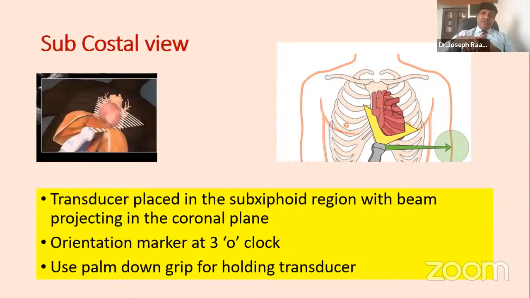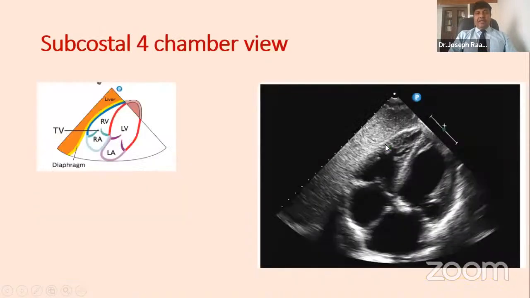So what you need to do is a palm-down grip. That is, you hold the probe like this and then insert it like that. The entire probe should be lying below your palm. You have to do it like this, not like this. Only then will you get the image. When you do this, the beam bisects the heart in the coronal plane, and the image will be like this. The superior-most part of the image is the liver, and this is the conduction medium.